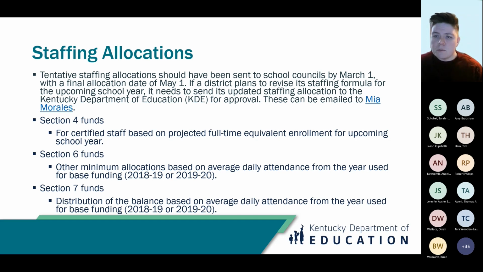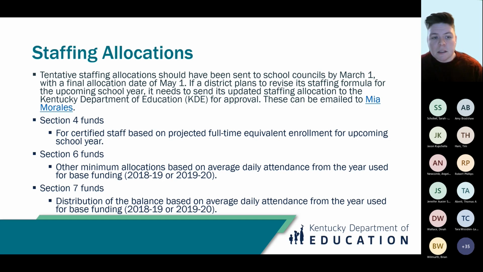I also wanted to talk briefly about the different sections of the regulation and the fundings. So Section 4 is for certified staff, and that is based on the equivalent enrollment for the upcoming school year, the projected full-time enrollment. Apologies.